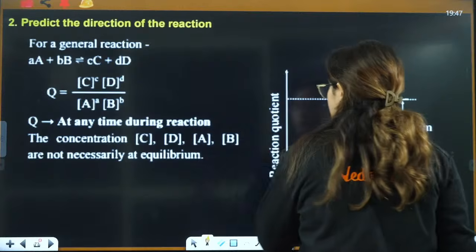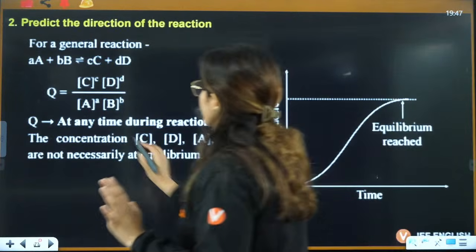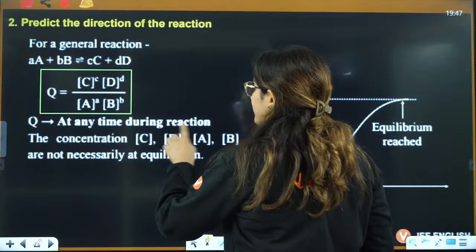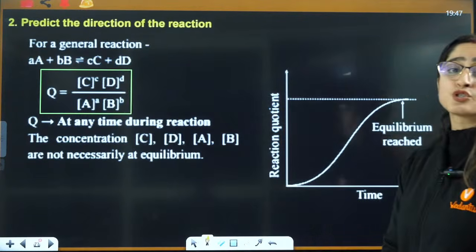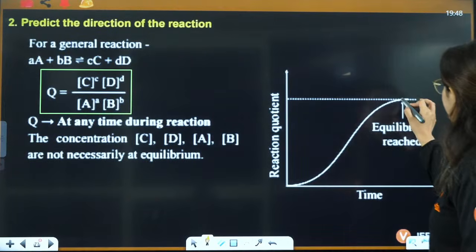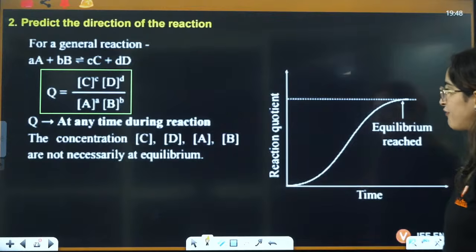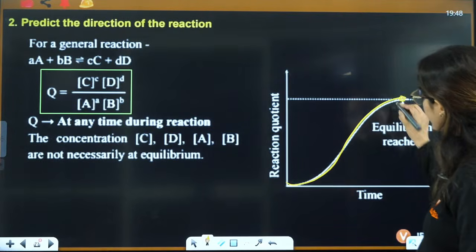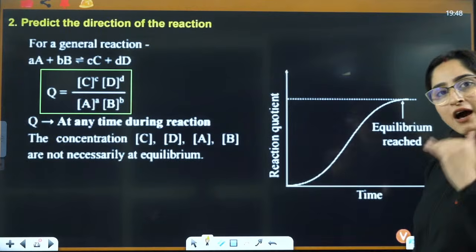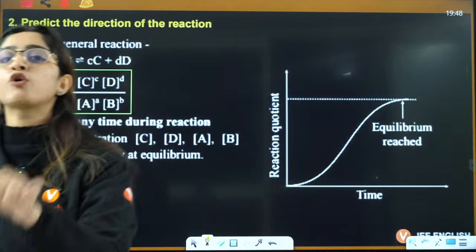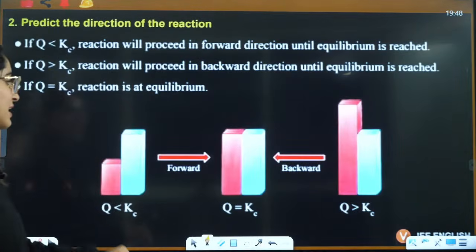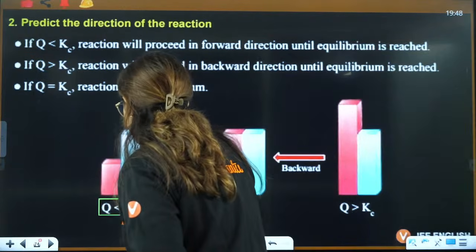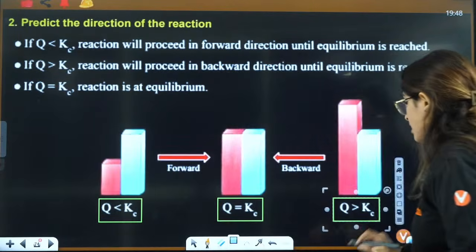Now see, the formula of Qc is the same as the equilibrium constant. The difference is that at any time during the reaction, you put the concentration, but it should not be the equilibrium concentration. If you see, this is the equilibrium point. As the reaction quotient increases, at one point it reaches the equilibrium constant, right? Qc becomes Kc only when the concentrations are at equilibrium. So how does it tell whether the reaction is forward or backward? If Qc is less, equal or greater, according to that it will tell.